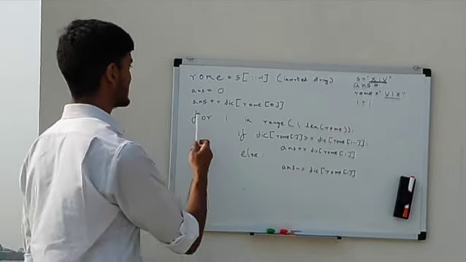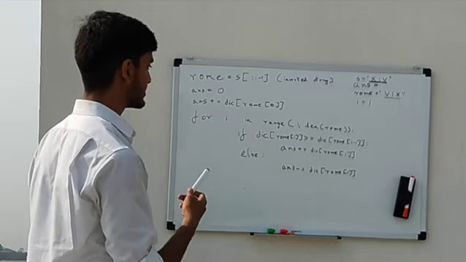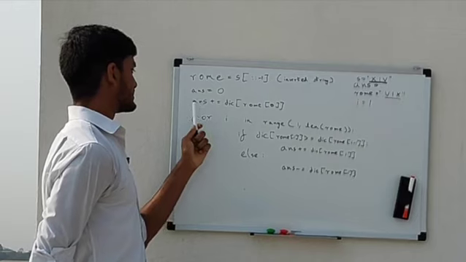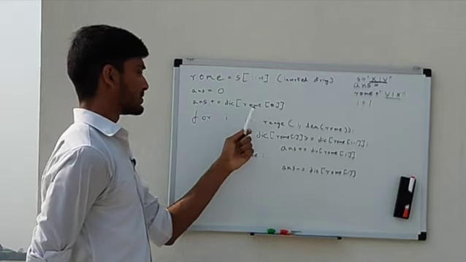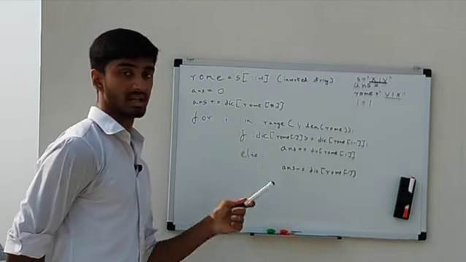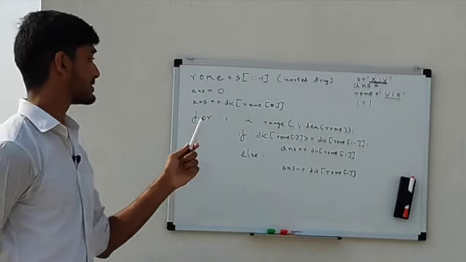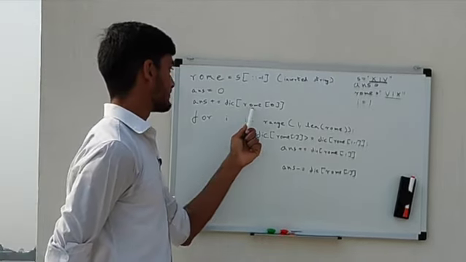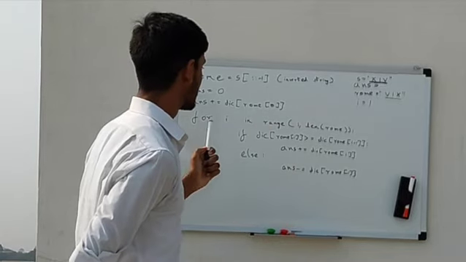So we initialize the answer to 0, and first we do answer plus equals dictionary of Rome of 0. The dictionary is the hash map that we will use. I'm not going to write it here again. But we'll calculate the Rome of 0 for the answer.